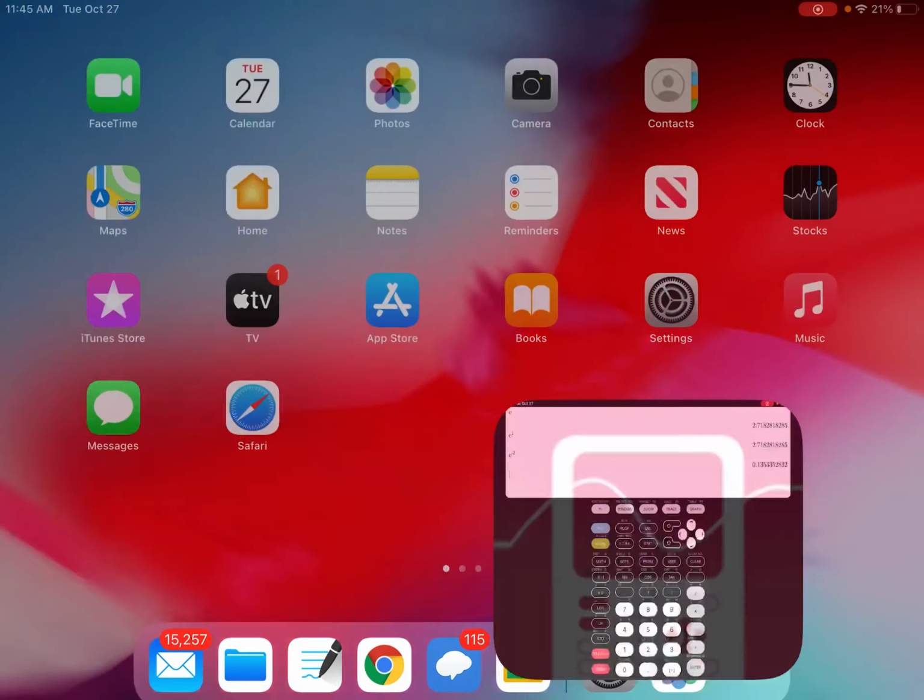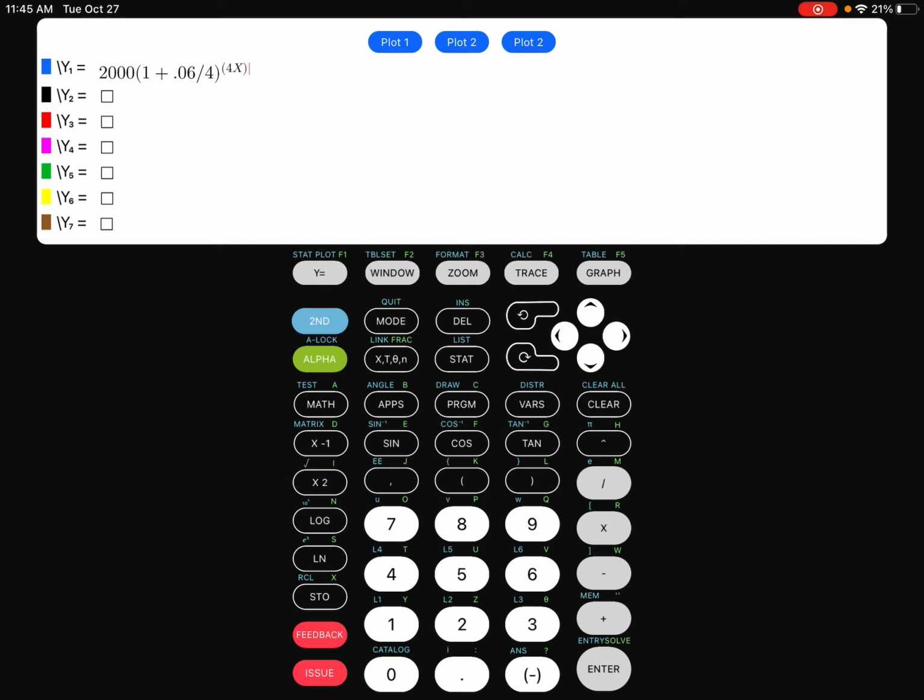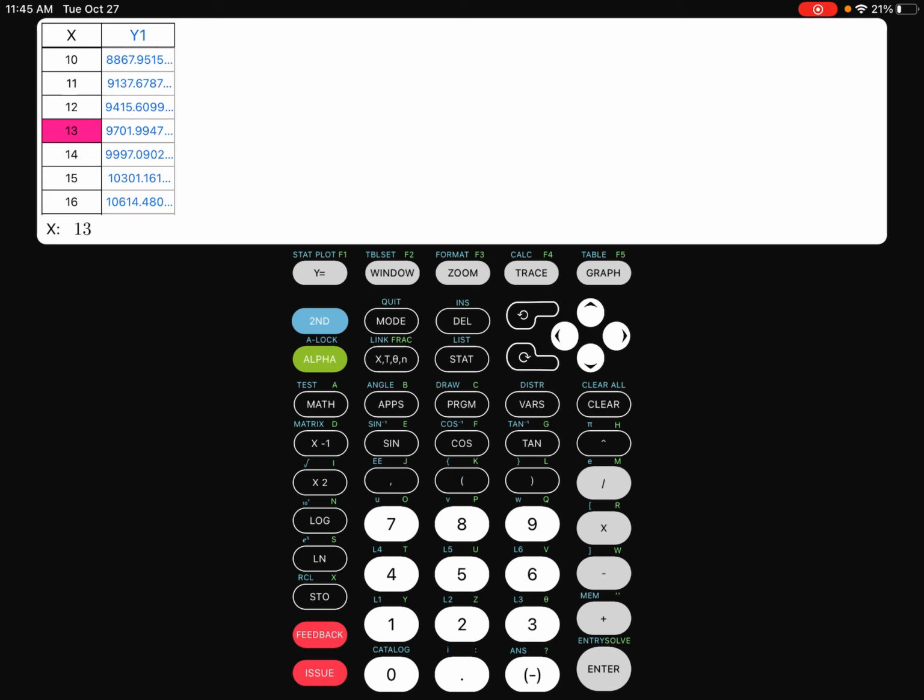So going to my calculator, I'm going to go to the y equals screen. And I was practicing with this calculator earlier because I don't use it very often. 6572, 1 plus 0.03 divided by 12, raised to the 12x. And then I can go to the table, and I wanted to calculate for 14 years. So 14 years is going to give me $9,997.09.